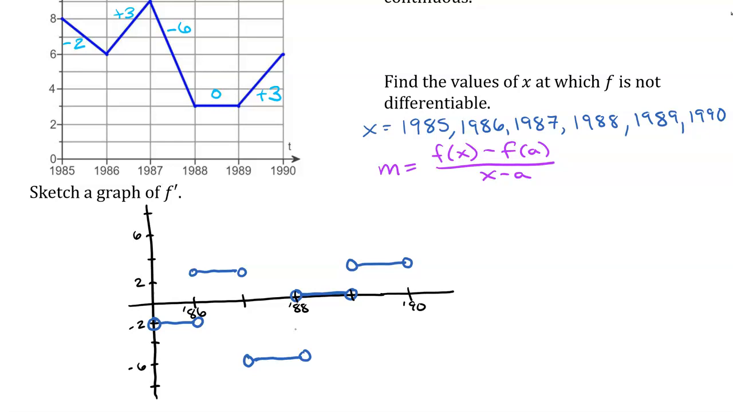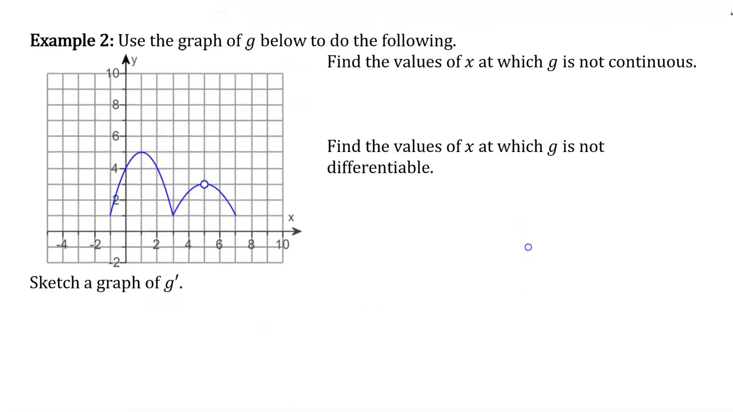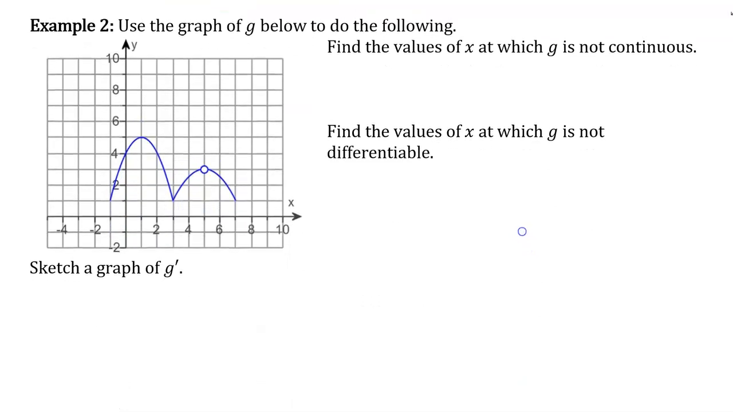So let's do it again. This time let's have a curve. Where is the graph not continuous? Well, as long as we're talking from -1 to 7, it's continuous pretty much everywhere except where we have a hole at x equals 5. So that is not continuous there because we have a hole.